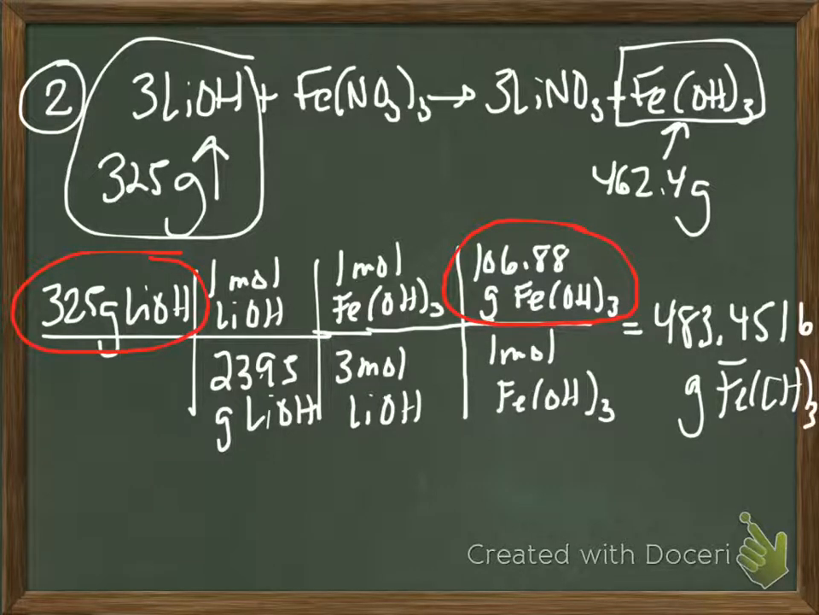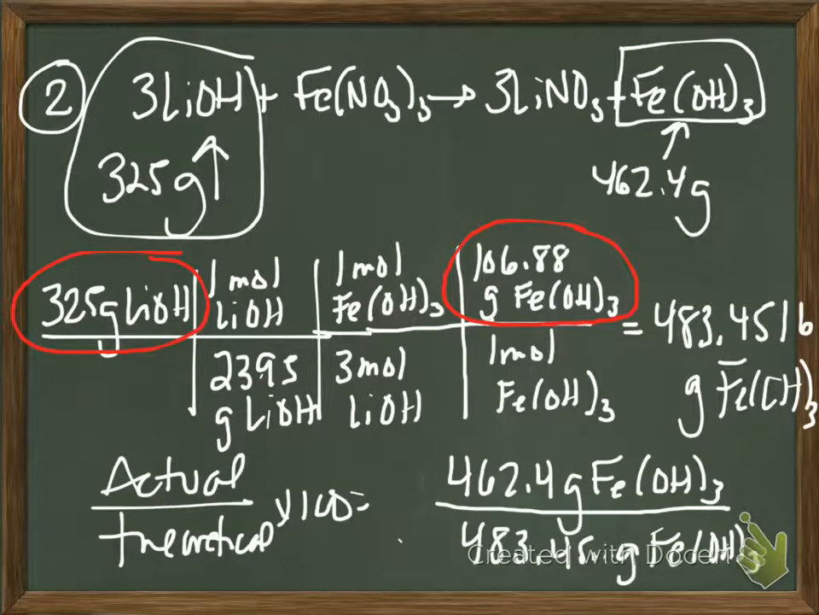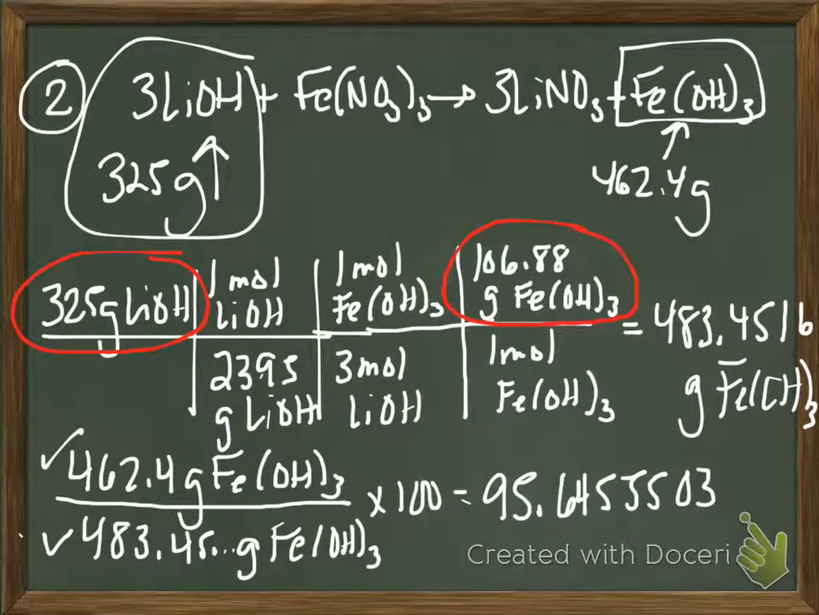So now you've got a number that you can plug into your calculations for percent yield. So we've got our actual over theoretical times 100. Your actual was given in the problem. Your theoretical you just computed. We get 95.64, etc. We only have 3 sig figs here. Why?